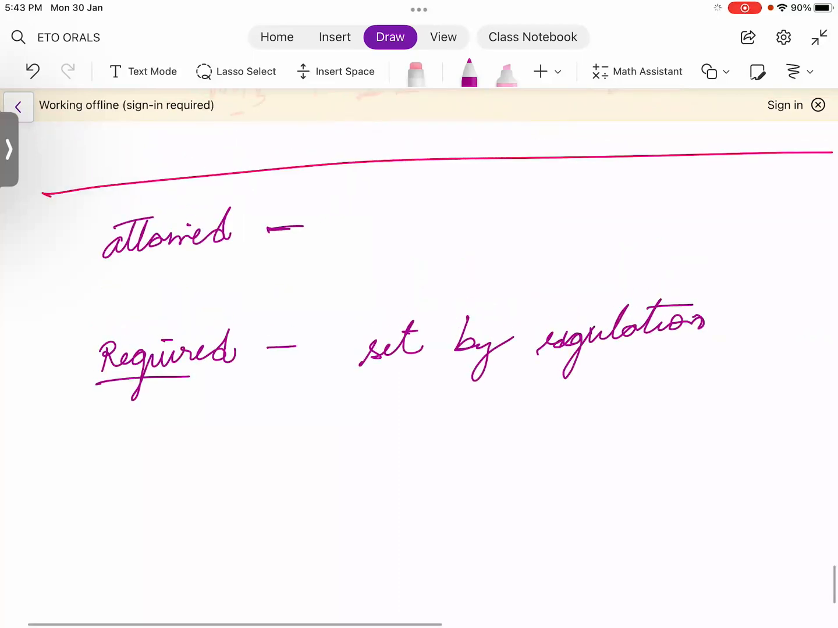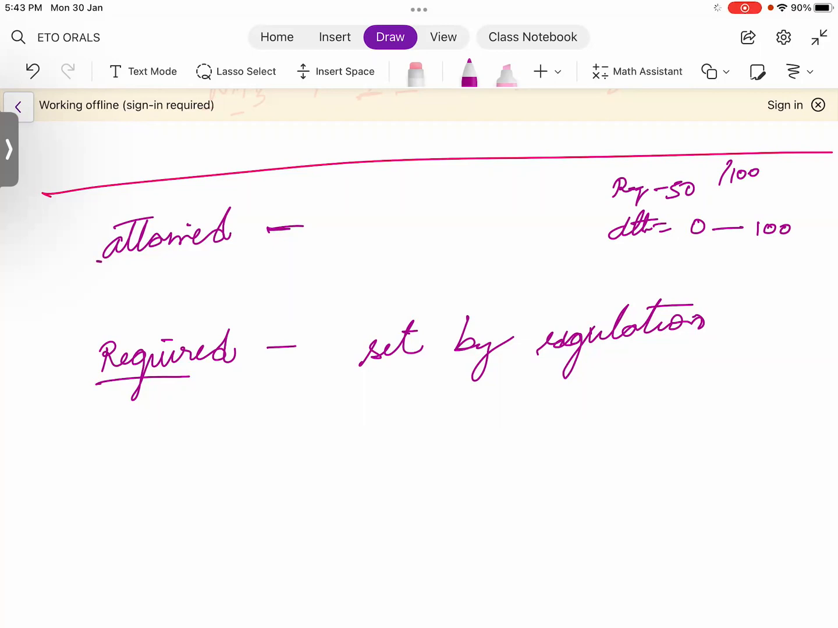Now attained marks are marks obtained, how much you get. Suppose exam is of 100, you have to pass. Passing marks are, let's say the required marks are 50. Okay, attained can be 0 also, can be 100 also. That does not make a difference, right?